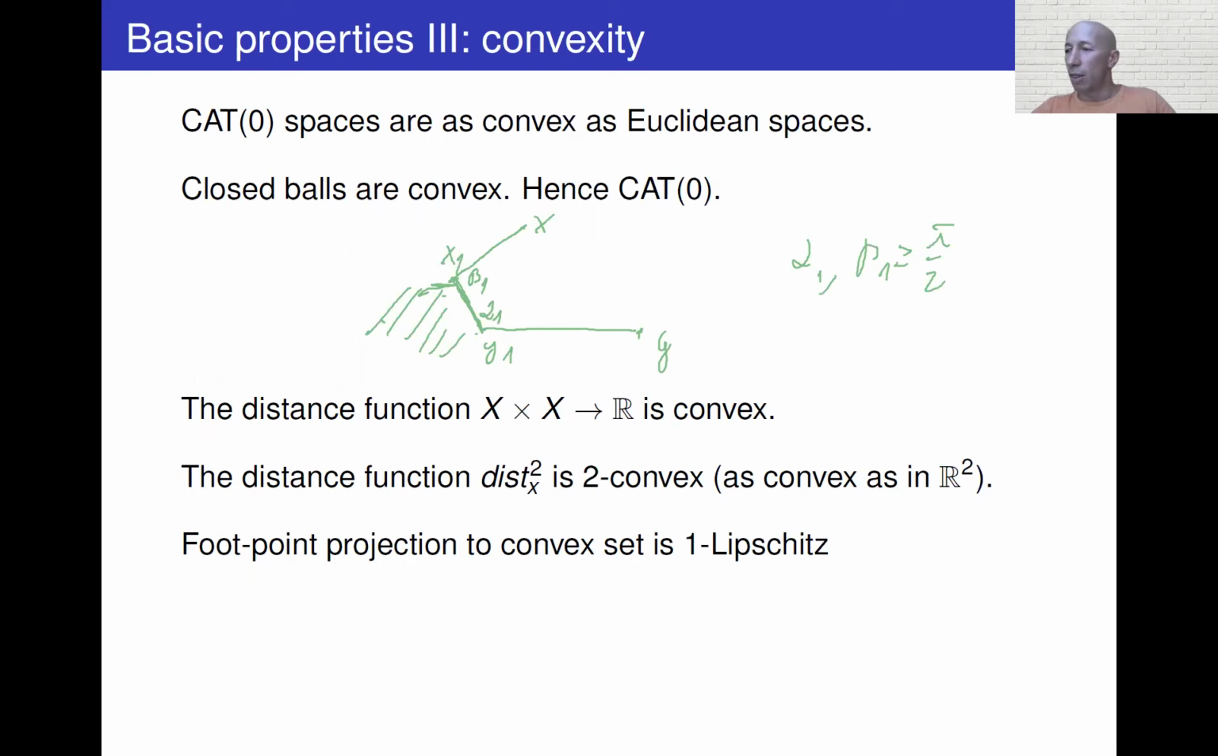Now we use another version of the first variation formula, and we consider the distance function between the geodesics x1 to x and y1 to y, parameterized with constant velocity on the interval from 0 to 1. The convexity tells us that this distance function is convex, and the assumption on the angles tells us that the derivative at the origin is non-negative. This is the first variation formula again. A convex function which starts with non-negative derivative keeps growing. So it tells us that the distance between x and y is at least as large as the distance between x1 and y1.